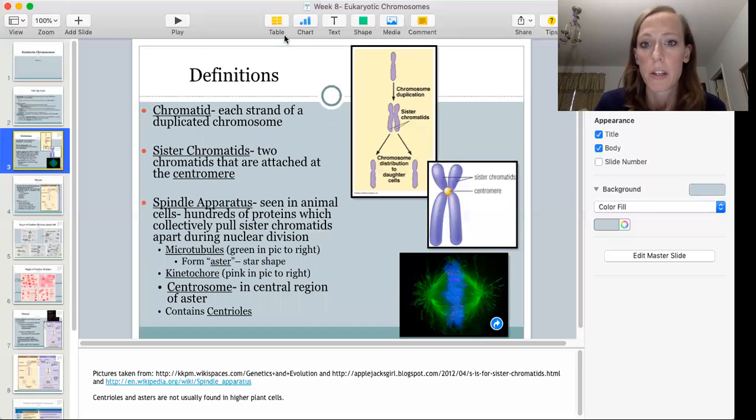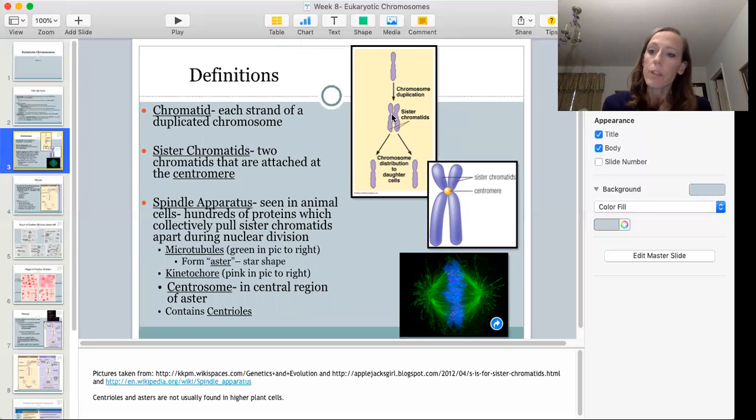And that's shown here in the picture as well. So you have one chromosome, all that's duplicated in preparation for nuclear division. So you now have sister chromatids, okay? And they're attached at that point called the centromere, right there, okay?